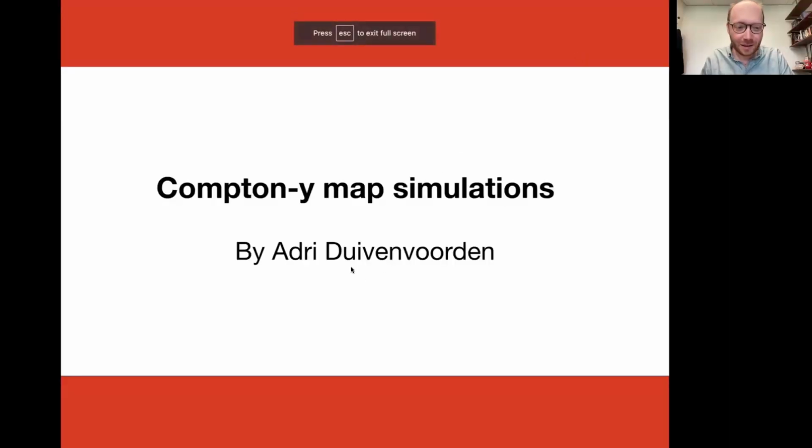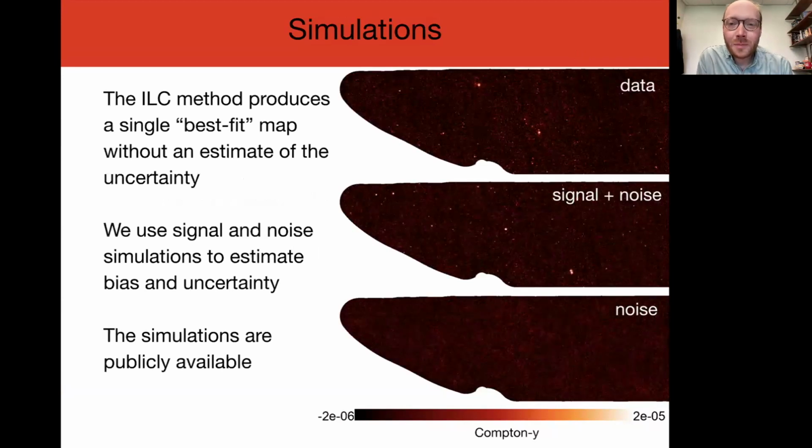All right. Thank you, Will. Yes, so I will talk about simulations. So simulations are important in this type of analysis. And the main reason for that is that the ILC method produces a best fit map of this Compton Y parameter, but it doesn't directly give you an estimate of the uncertainty on that estimate. So this is where simulations come in. We can use simulations of the data to then, in subsequent analysis, quantify this uncertainty.